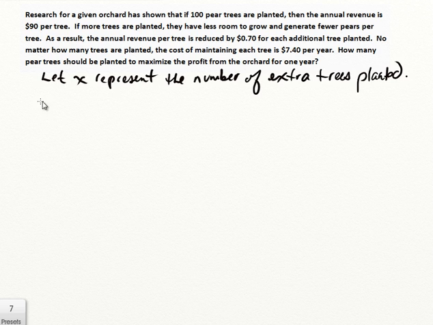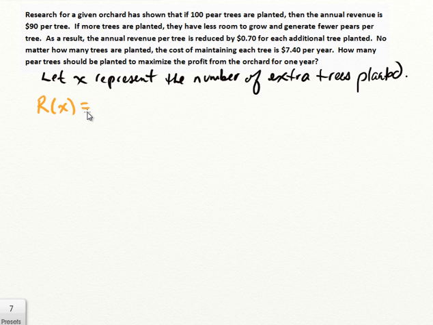Okay, so the first equation I'm going to write is going to be the revenue equation, and it is going to be based on x, that is, the number of extra trees. So if we change the value of x, if we add more trees, we're going to change the revenue. It should go up as well.